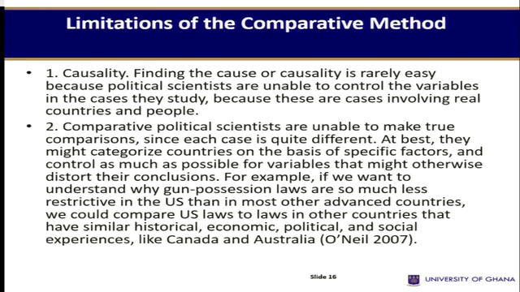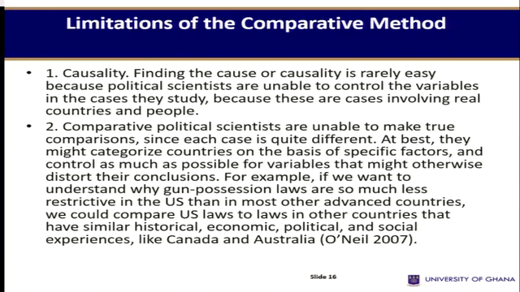Unfortunately, there are some limitations of the comparative method. The first limitation has to do with establishing causality. Finding the cause of causality, unfortunately, is rarely easy because political scientists are unable to control the variables in all the cases they study. These cases are involving real countries and people.